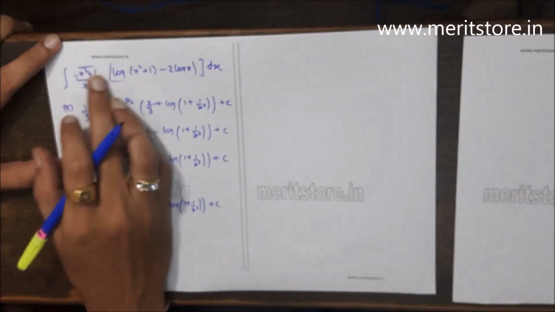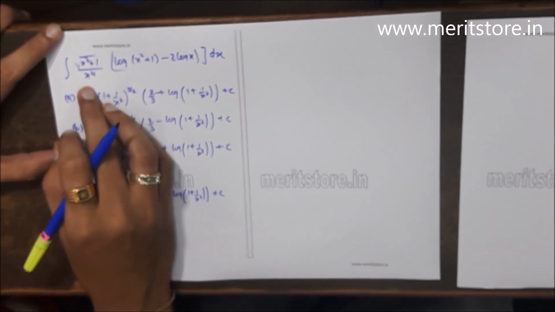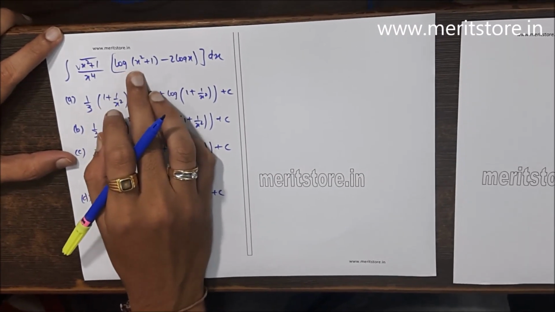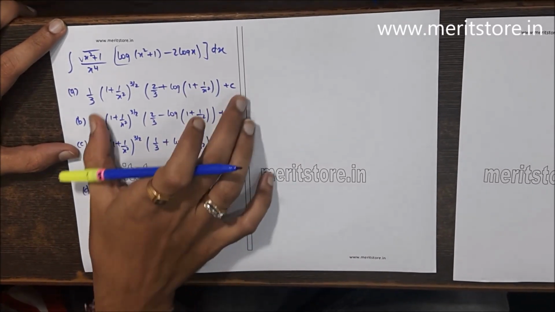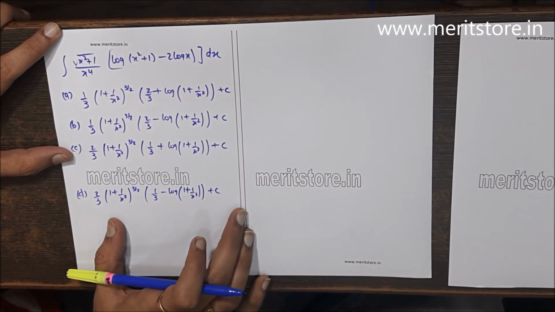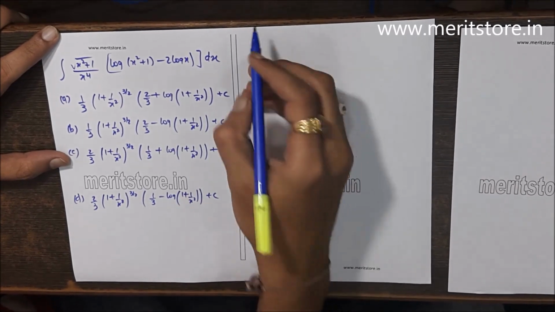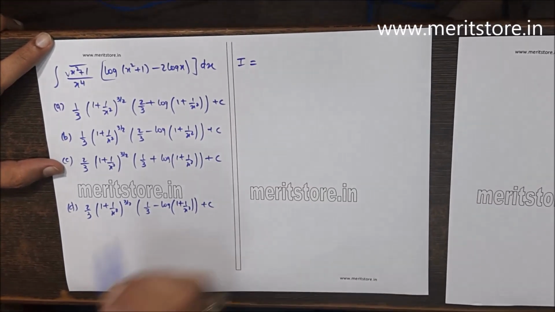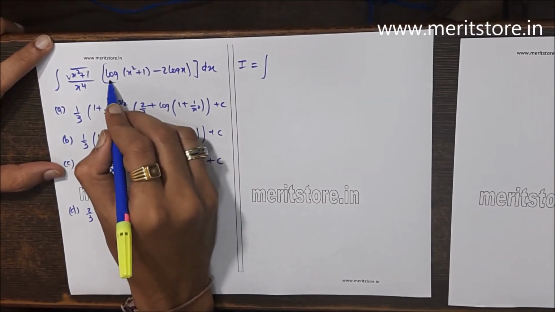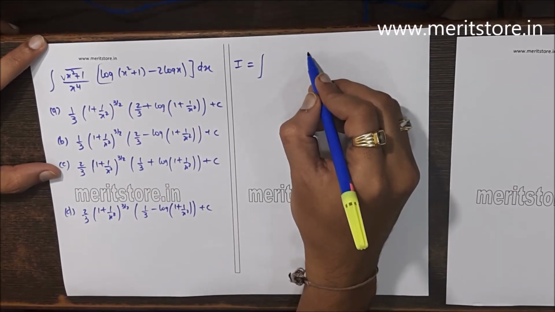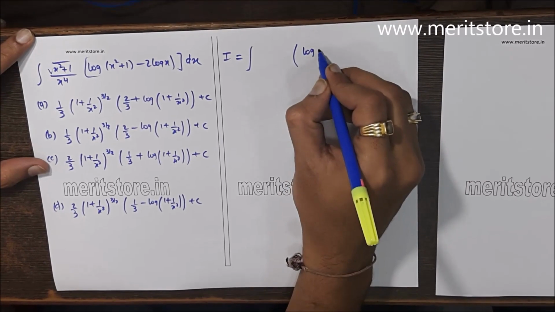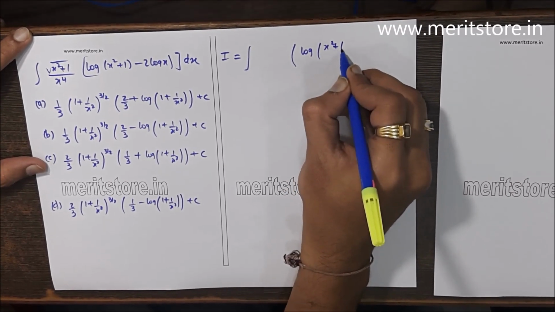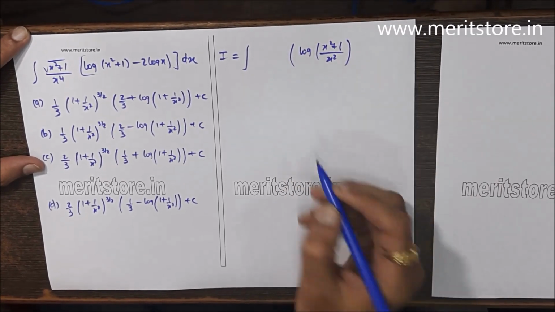Integral of root of x square plus 1 upon x raised to 4, times log of x square plus 1 minus 2 log x, dx. These are our possible options. Let's simplify. Inside this logarithmic term, we can write that entire bracket as x square plus 1 upon x square.